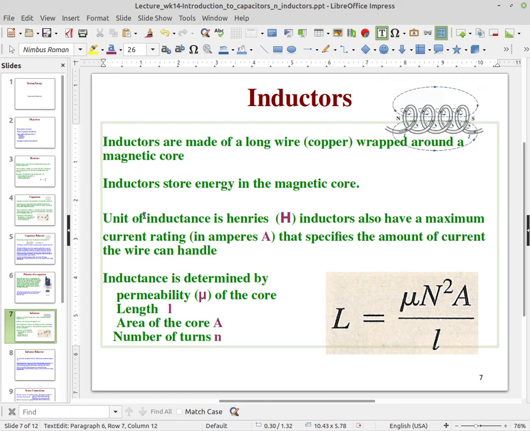All right, the unit for inductance is henries. And you can see the L down there. The symbol is L, but the unit is capital H for henries.